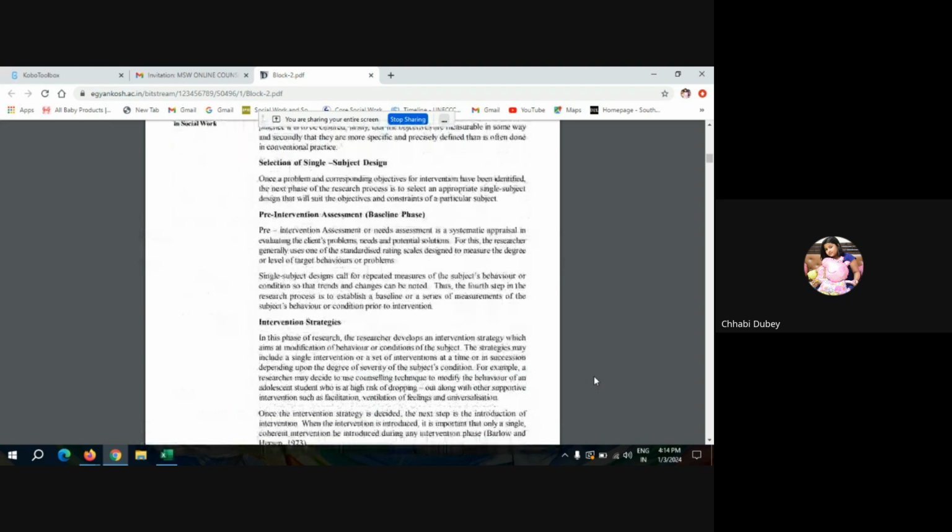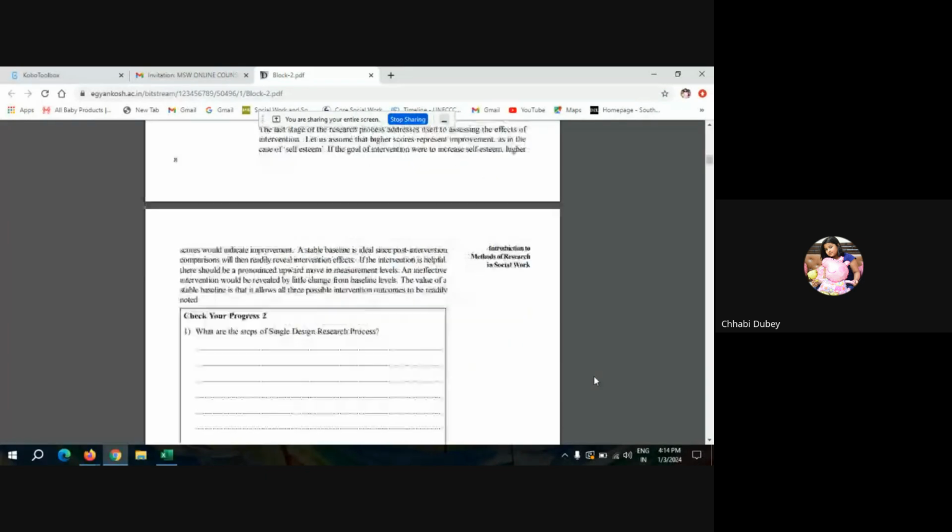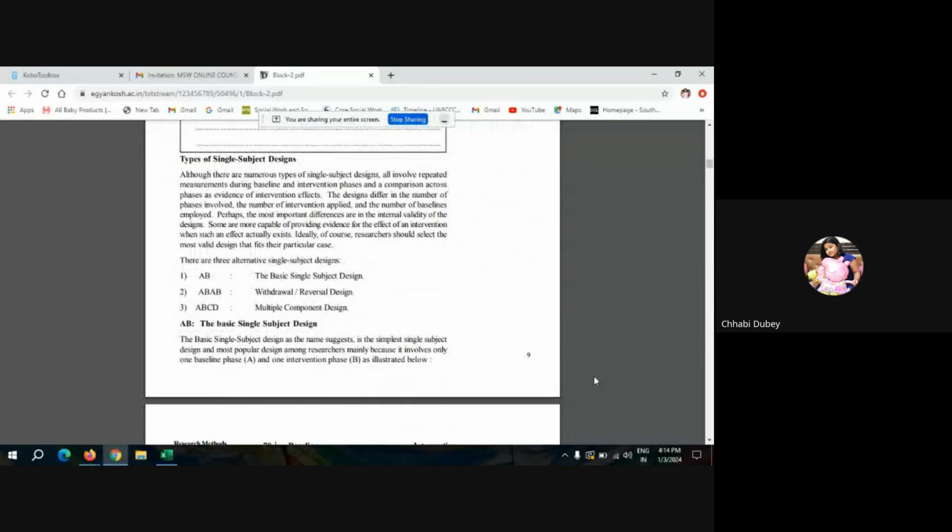Again, as is clear, we do not go for hypothesis formulation in this; we mostly stick with the research objectives. Now, there are different types of single subject designs. These are just three alternative designs which are there for your course. Apart from these, there are a lot of other designs as well, but since it is not a part of the syllabus, we need not go into it. There are basically three alternative single subject designs that have been stated.